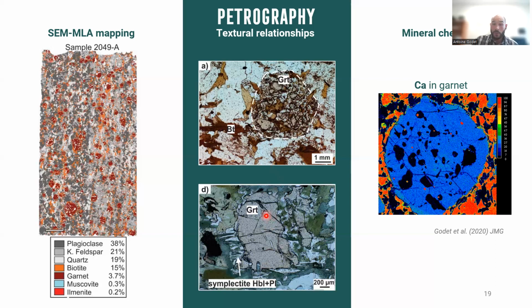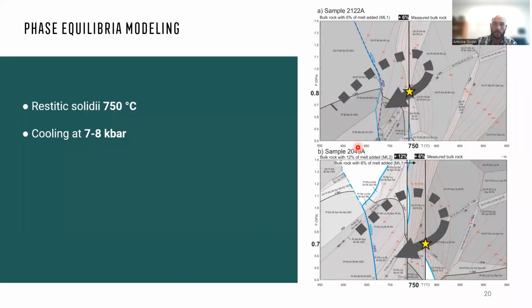So for example, this is just one example, but as you can see, this is garnet, and we have a symplectite of hornblende and plagioclase on garnet that could relate to isothermal decompression. And we also look at the mineral chemistry. So for example, this is the calcium distribution in a garnet porphyroblast, and you can see that it was totally homogenized at high temperature. So once you've done that, we've done some phase equilibrium modeling.